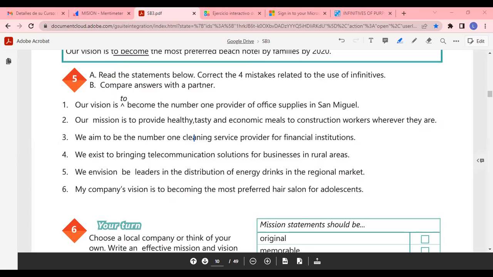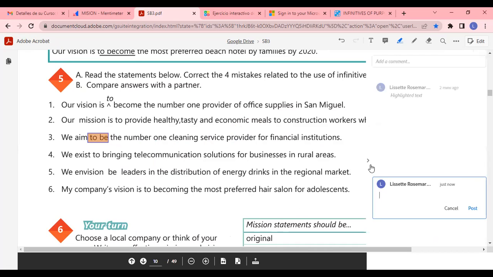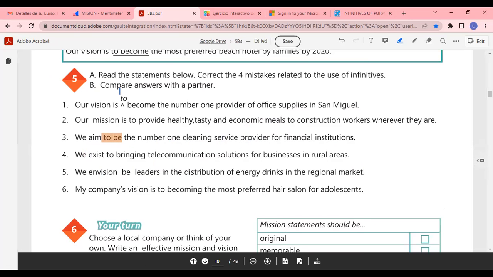It's correct. Number three. Can you read number three, please, Juan Ezequiel? We aim to be the number one clinic service provider for institutions. Is it correct or incorrect, mister? Correct. Yes, aquí está un to be, and that's it. It's correct. Very good. Thank you. Number four.